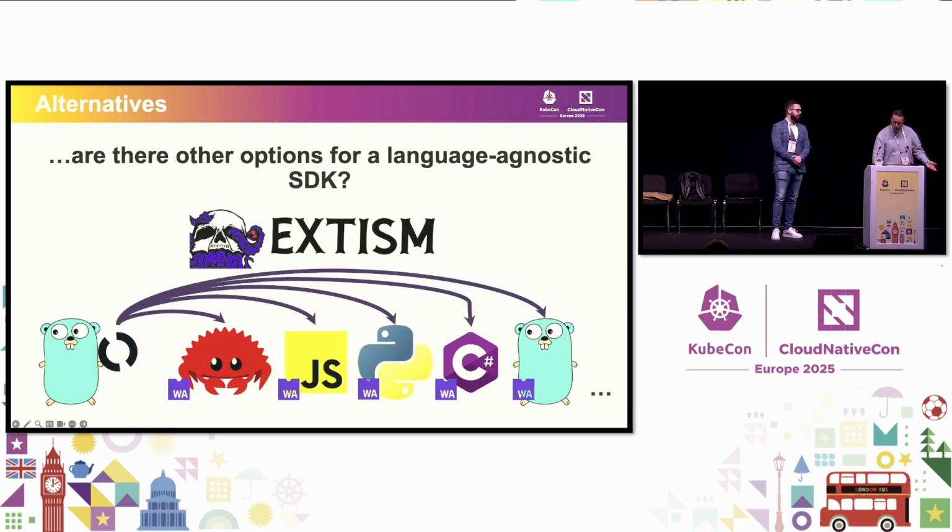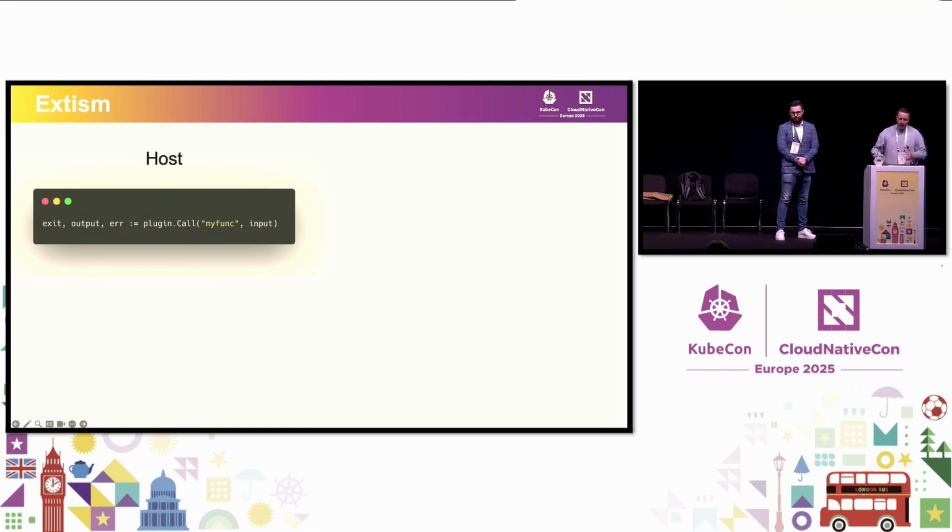So how do you use it? You do a little bit of ceremony again to load your WASM module, and then you end up using this plugin.call function. Just give it your function name and a single input. In this case, it's bytes. And it gives you back an exit code, a single output, which is again bytes, and a Go error. So let's look at the guest side.